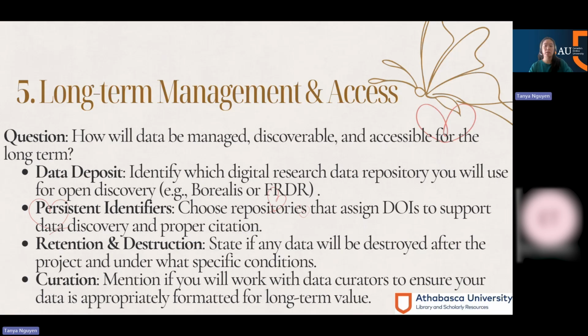And next is to think about persistent identifiers. So you want to choose a repository that assigns DOIs because that DOI will enable others to access your data, even if the repository changes, that stable link will still exist. And so that will support data discovery and proper citation if anyone wishes to reference your work.